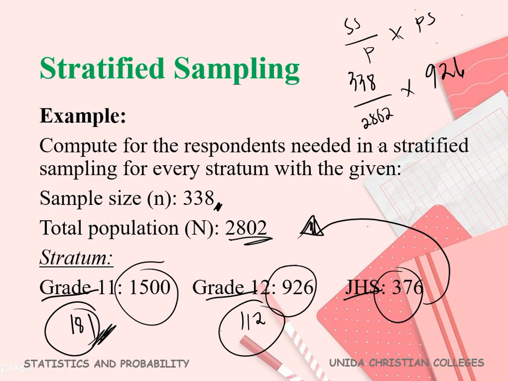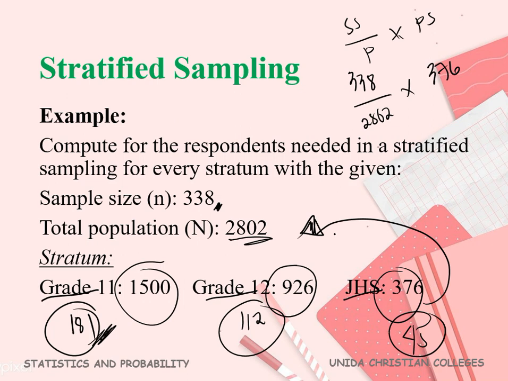The population of junior high school is 376. So, how many respondents will we get from junior high school? Palitan natin ito ng 376. So, 338 divided by 2,802 times 376, that is 45. So, 45 students or 45 respondents from the junior high school.